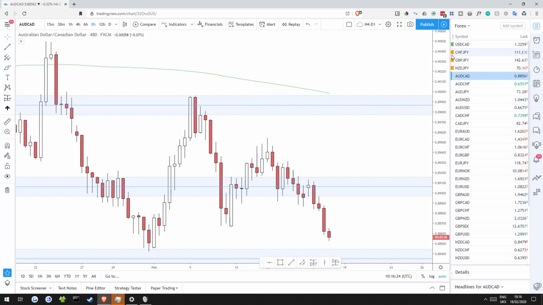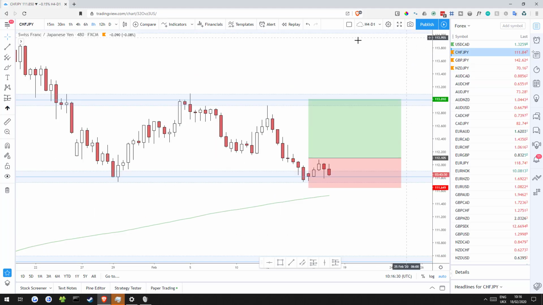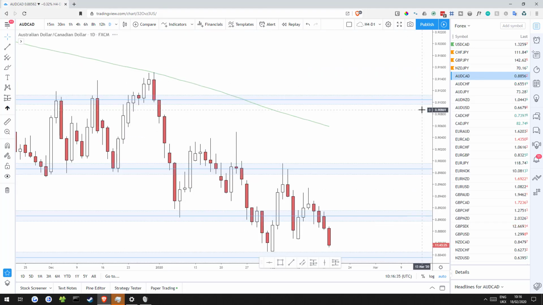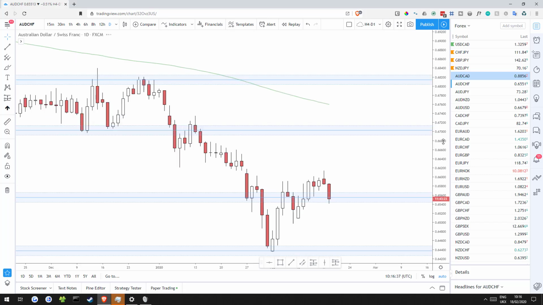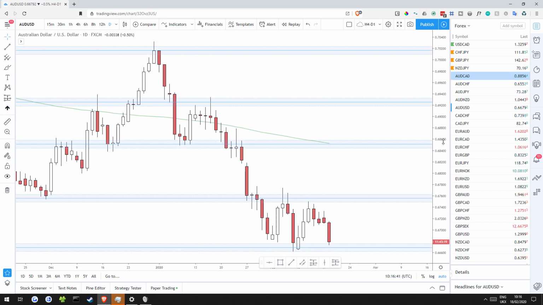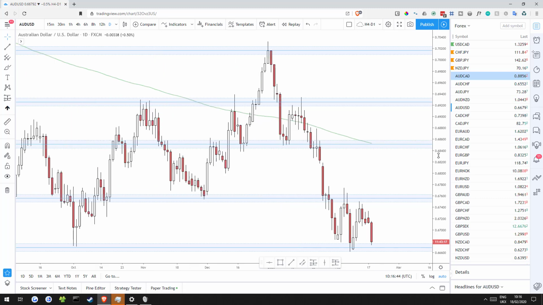So let's look for some new setups. These are setups, GBPJPY, New Zealand JPY, we've been watching since last week. CHFJPY is a new one. Let's look for some other new setups. Just going to quickly go through the charts, see if we see anything interesting.